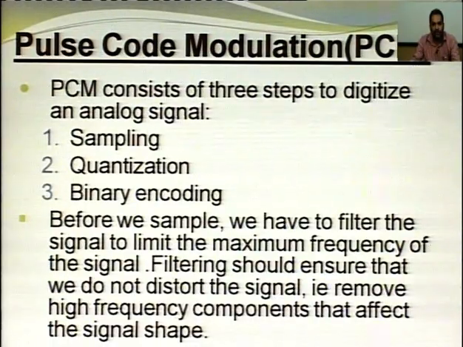So, before we sample, we have to filter the signal to limit the maximum frequency of the signal. So, this is a general circuit. A low pass filter is generally used at the initial stage in PCM. Filtering should ensure that we do not distort the signal. The filter should be designed such that it should only remove the high frequency components that affect the signal shape, it should not create distortion in the signal.